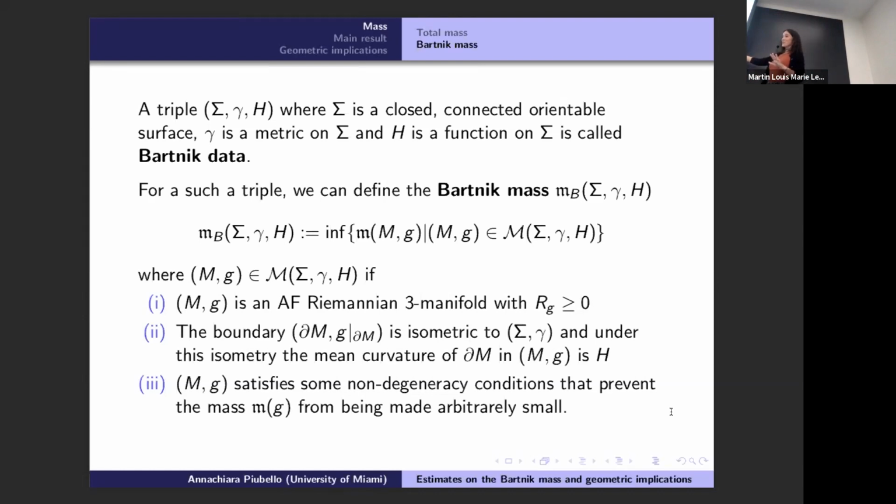Here, I'm not actually choosing any non-degeneracy condition because for our construction that we're going to see later, any of these two conditions will hold. So we don't have to restrict to either.